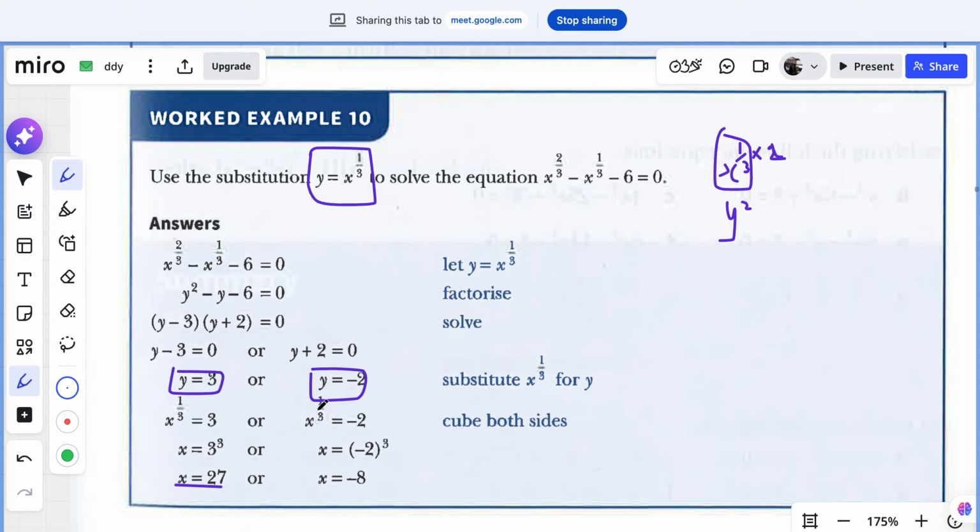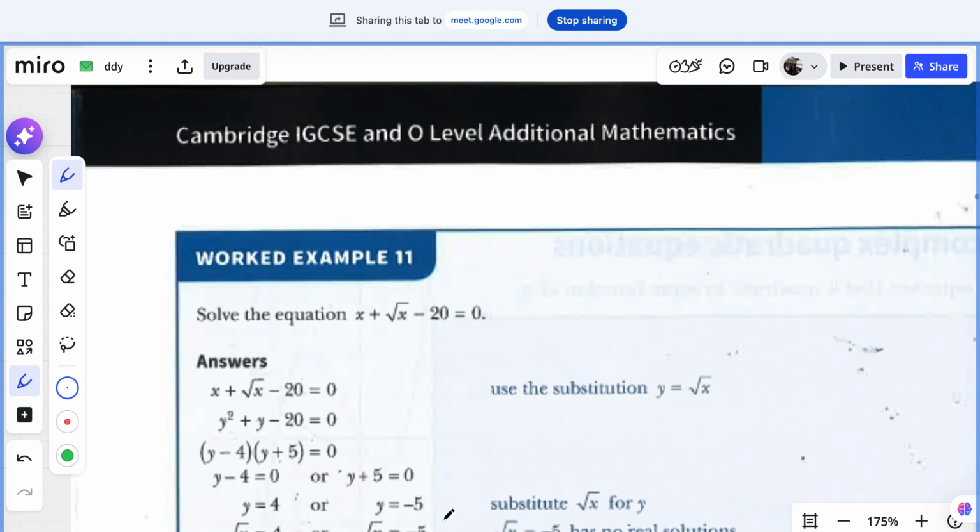If you cube here, will remain only x, because the 3 in the numerator, which is your cube, will cancel the 3 in the denominator. You have only x left. And then this one, negative 2 raised to power 3, you get negative 8. So these are your solutions for this type of equation. So I think one more example, we are done for today's class.